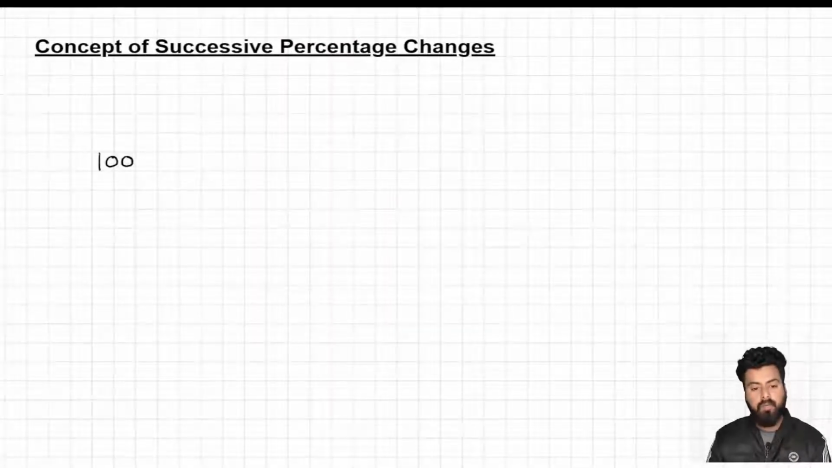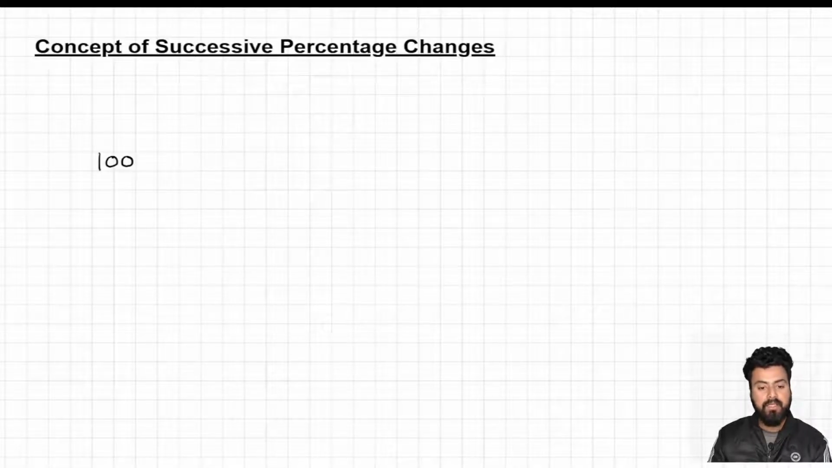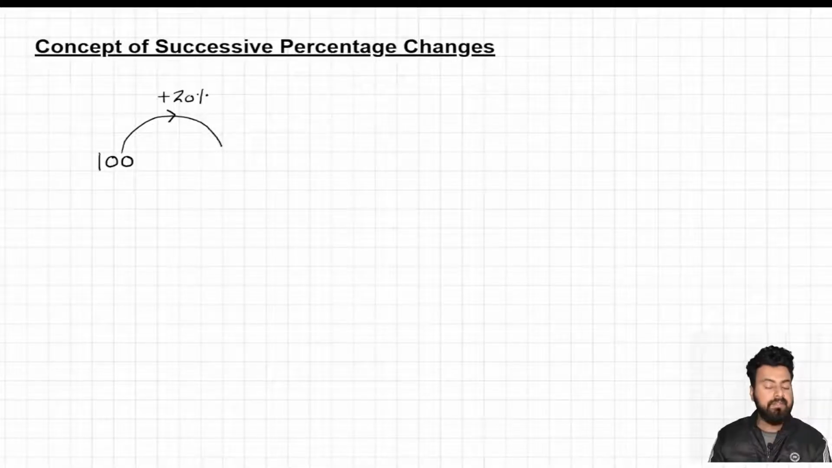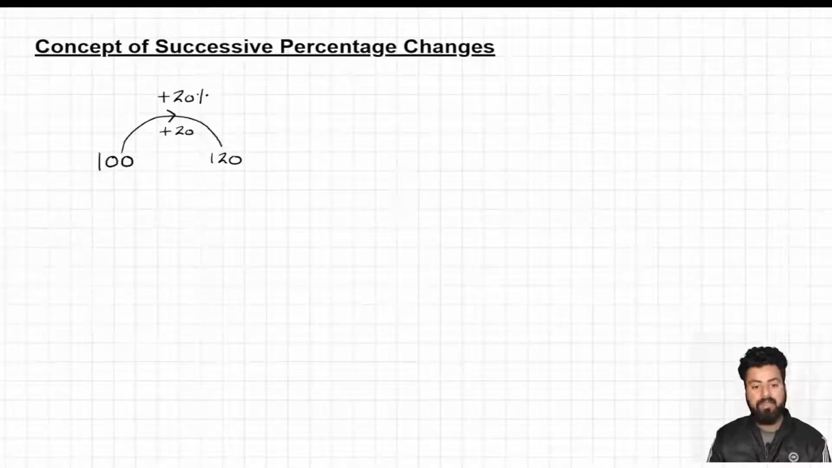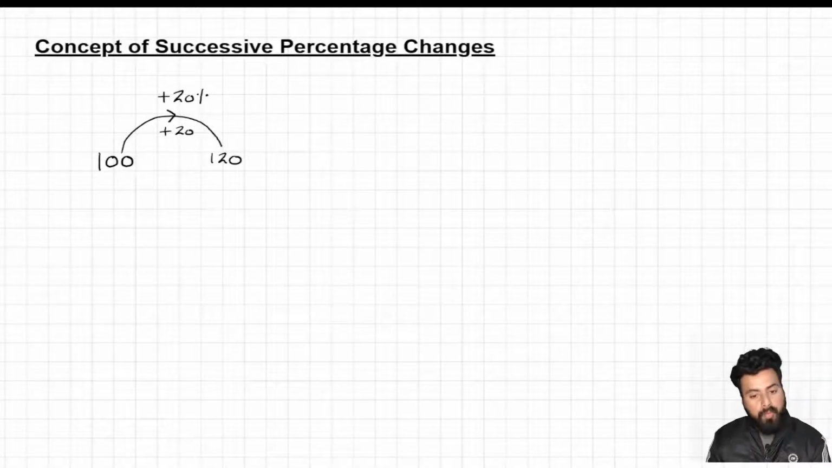So if I ask you what will happen if I increase this number by 20%, we are increasing this number 100 by 20%. You would say, sir, if we increase the number by 20%, then 20% of 100 is 20, and therefore the value will become 120 if I increase my number 100 by 20%. Okay, let's perform one more operation.